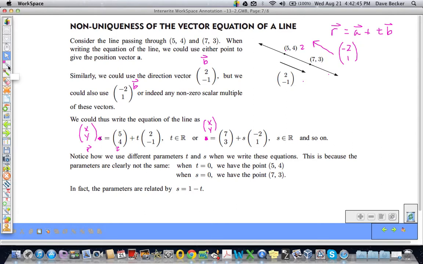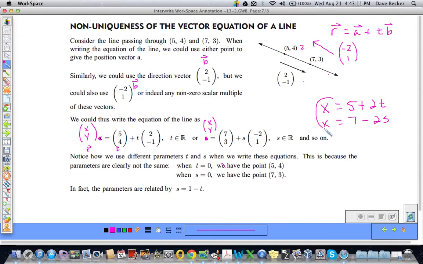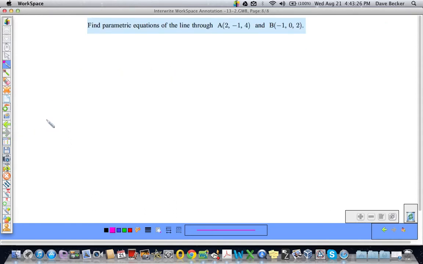Well, where the heck does that come from? Well, that's not really that bad. Here, I could say x equals 5 plus 2t. And right here, x equals 7, let's see, minus 2s. These x's are the same x. They are equal. So then I could set 5 plus 2t equal to 7 minus 2s. And that's where they got this relationship right here. So everything is very much interconnected, very, very logical.